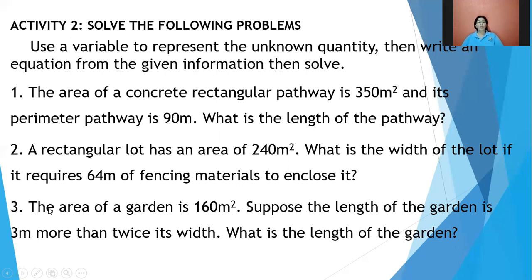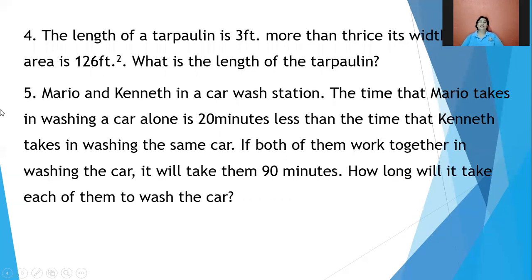The third one, the area of a garden is 160 square meters. Suppose the length of the garden is 3 meters more than twice its width. What is the length of the garden? And the next ones are number 4 and number 5. You can take a picture of it.